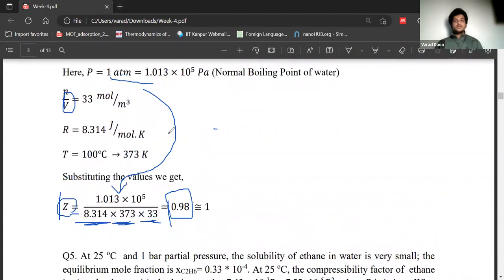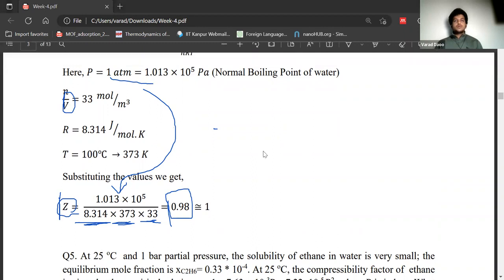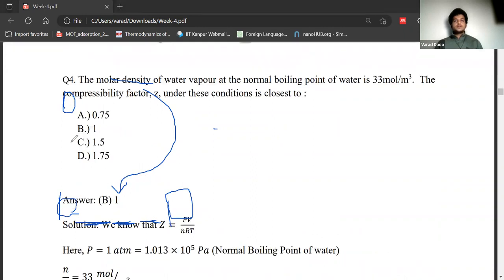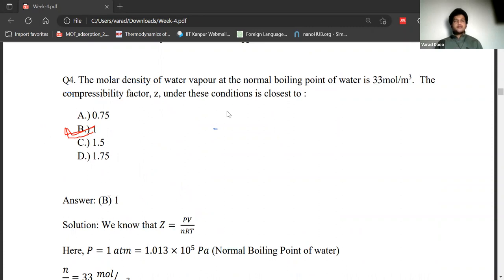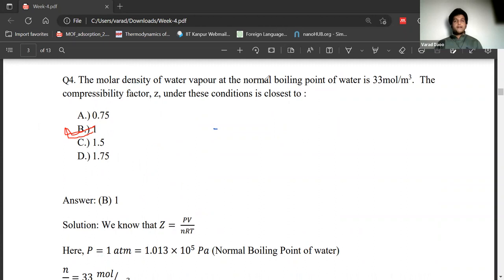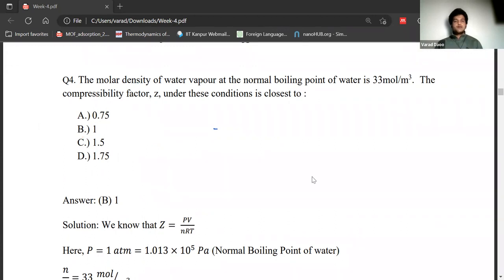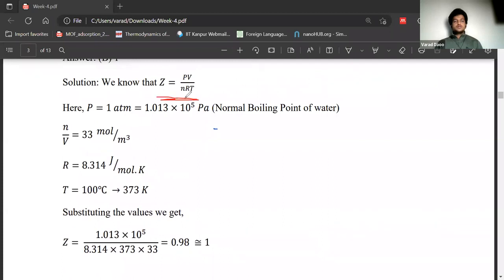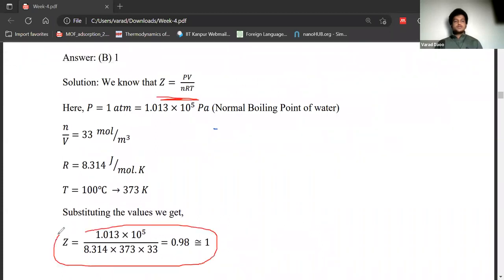Hence, the correct answer is option B. Anybody has any question? Anybody who didn't understand? It's fairly simple. So this is the expression for that, and using that, you calculate Z as this. So I'll wait for a couple of minutes if anybody has any doubts or if they would like to note down.